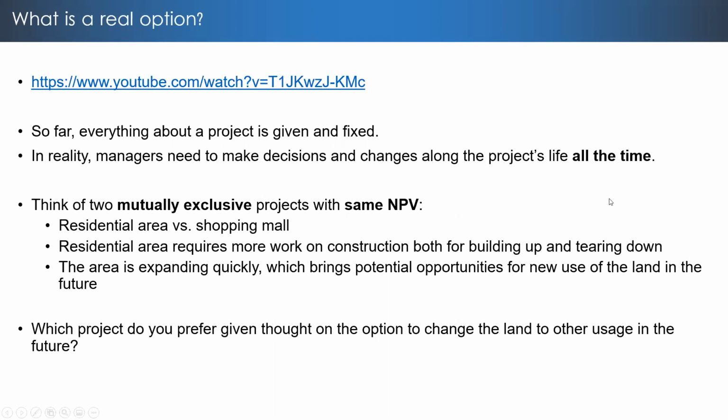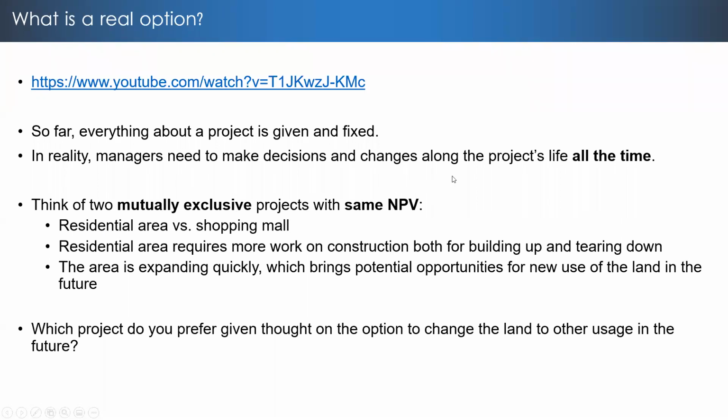But in simple words, think about two mutually exclusive projects with the same net present value. Basically, if we use whatever rules, they will give us the same conclusion. They are equivalent, so they will give us equal net present value and equal IRR, no matter which rule we use. One project is a residential area and the other one is a shopping mall. Basically, how to use a piece of land. We have a piece of land.